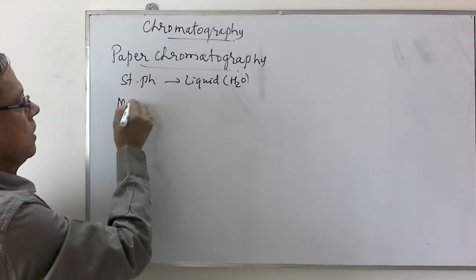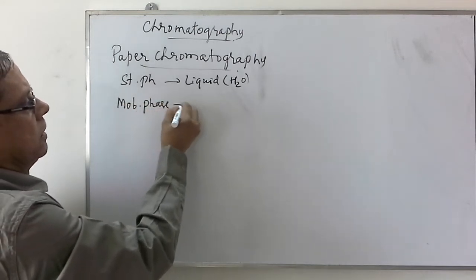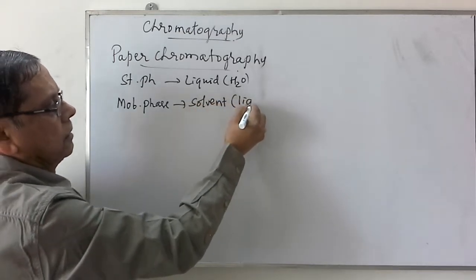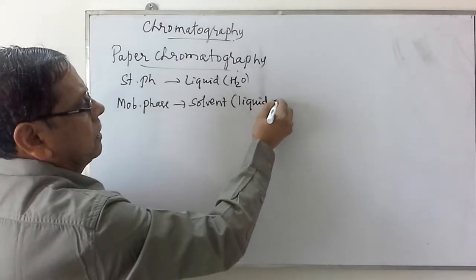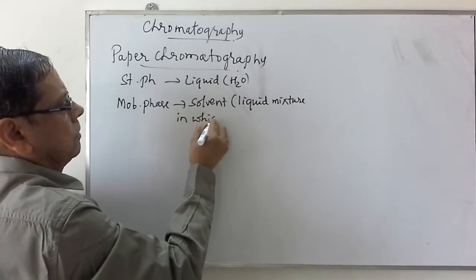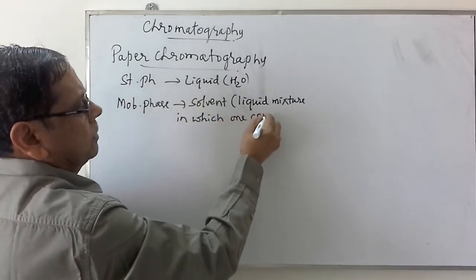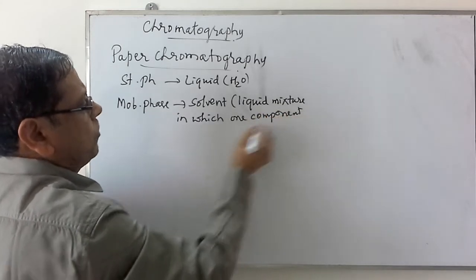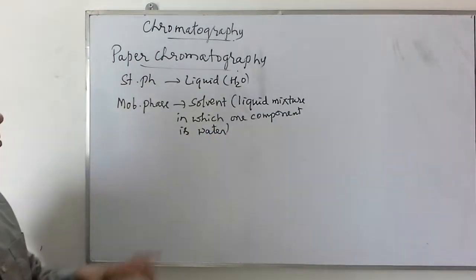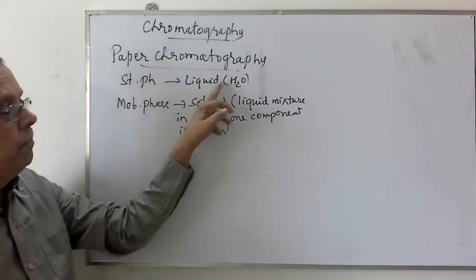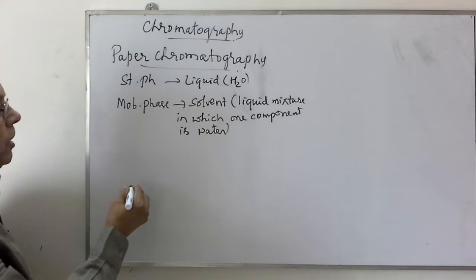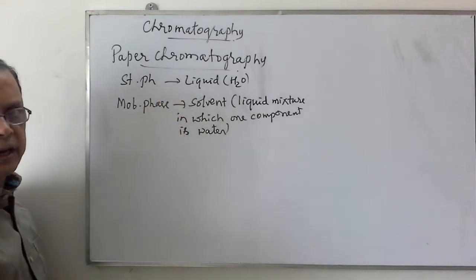The mobile phase is actually a solvent which consists of a liquid mixture in which one component is water. That is, if you take two or more liquids mixed with one another, one should be water. Then in this paper chromatography, this is actually partition chromatography, I told you.